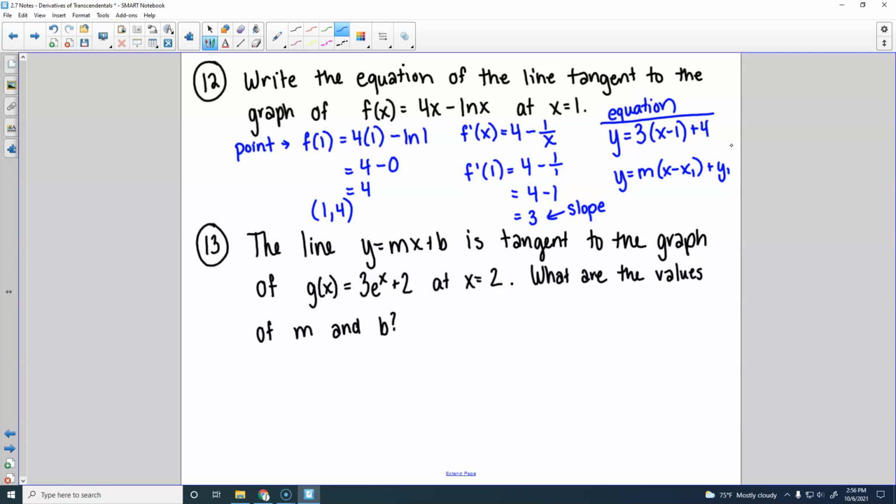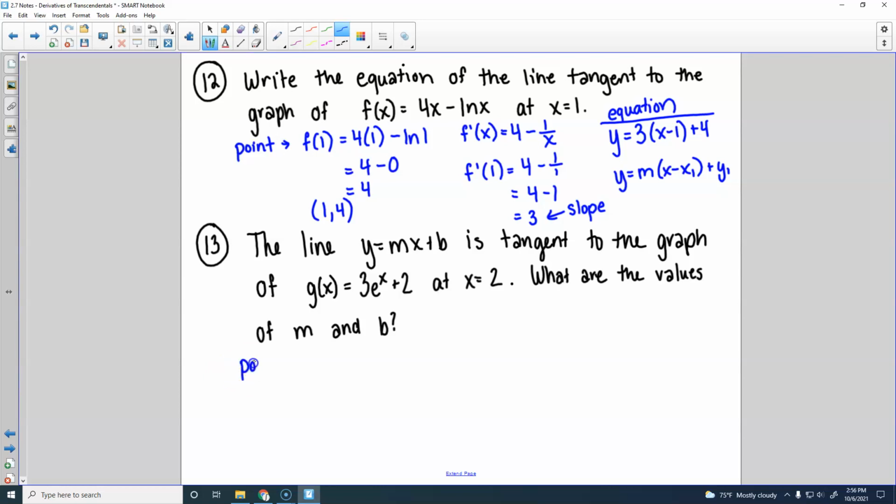All right, 13. It's a little more difficult for a few reasons. Occasionally they like to do this to you. So the line y equals mx plus b is tangent to the graph of g equals 3e to the x plus 2 at x equals 2. What are the values of m and b? Okay, here's the problem with this. It's not calculator active. So it's the same process.